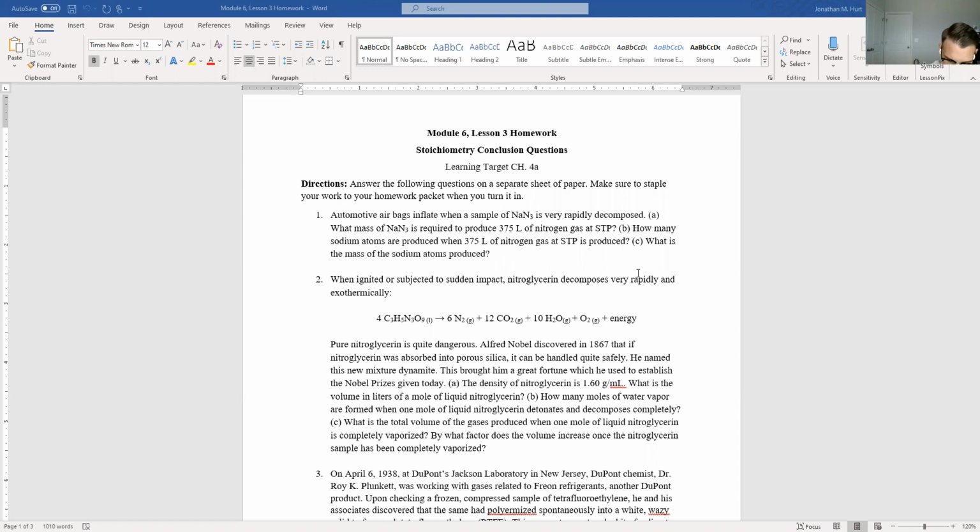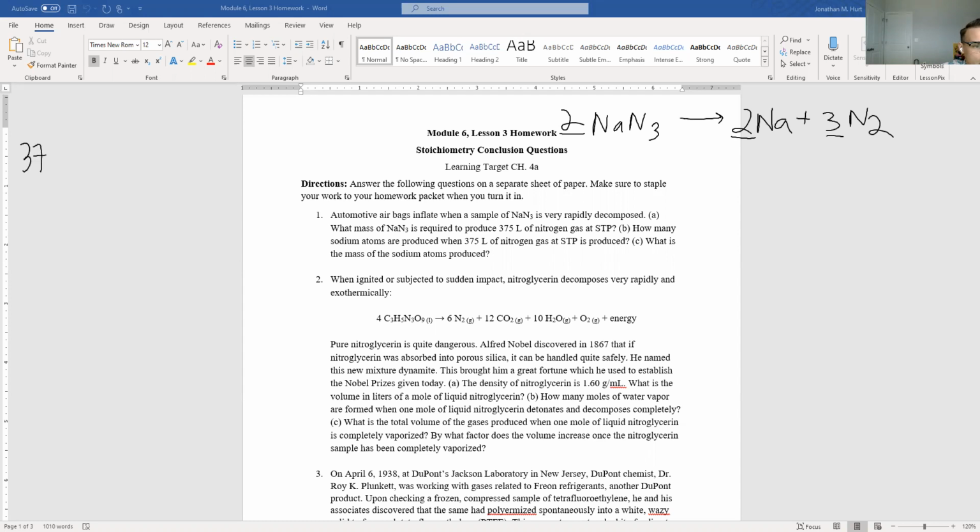First thing I need to do is, of course, write a balanced equation. Airbags inflate when NaN3 decomposes very rapidly. That would turn into sodium and nitrogen gas. Balance it. That's 2, that's 2, that's 3. Okay. What mass is required to produce 375 liters of nitrogen?